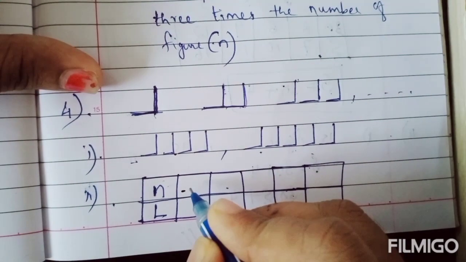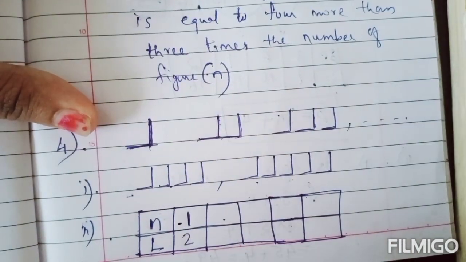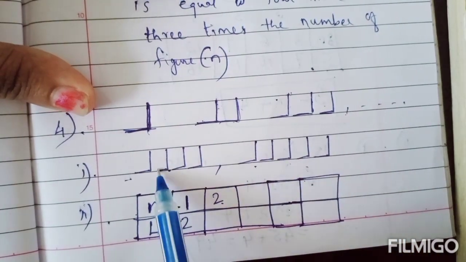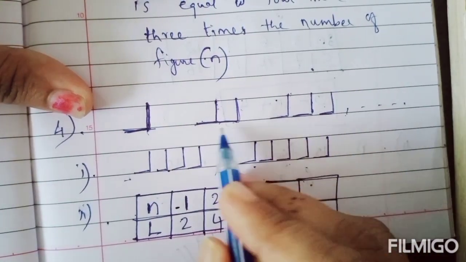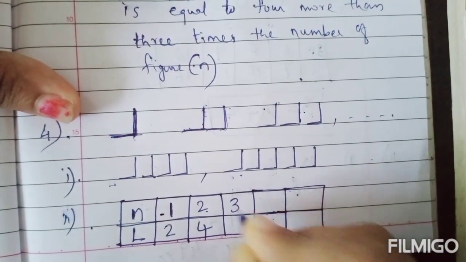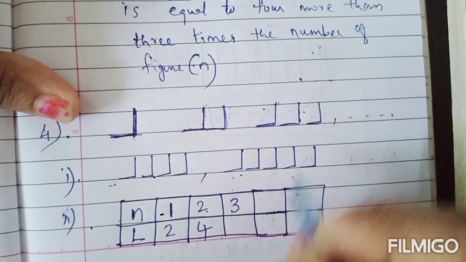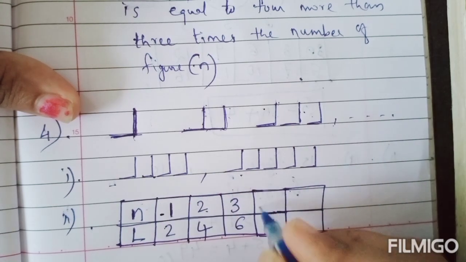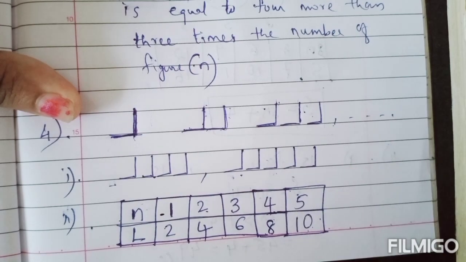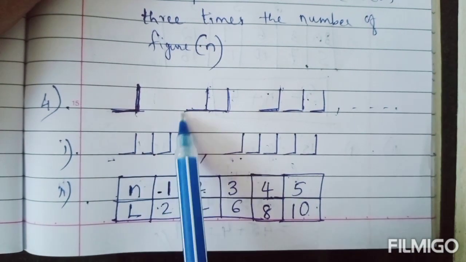Now for n equal to 1, for the first figure, what is the number of matchsticks? It is 2. For the second figure, n will be equal to 2 and L will be equal to 4. 1, 2, 3, 4. Now for the third figure, n equal to 3 and the number of matchsticks L, 1, 2, 3, 4, 5, 6. For the fourth figure it is 8. For the fifth figure it is 10. So this is the table that describes the figures of the pattern.